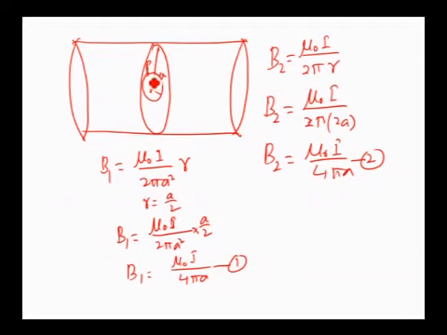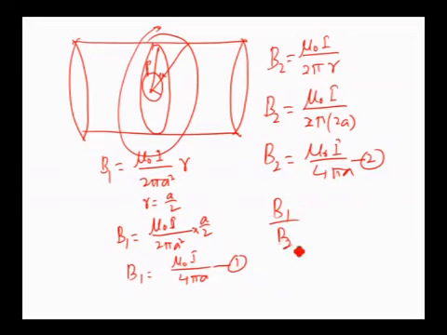Now we know the two magnetic fields. One is at a point inside the conductor and the other one is at a point outside the conductor, at a radius of 2A. So if you take the ratio, then I can write B1 divided by B2 equals 1. So the third option is correct.